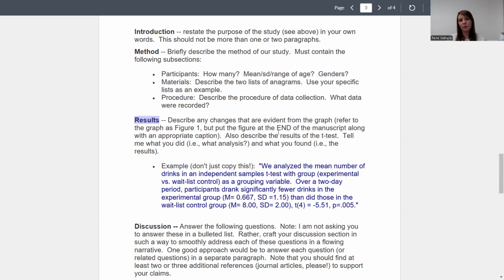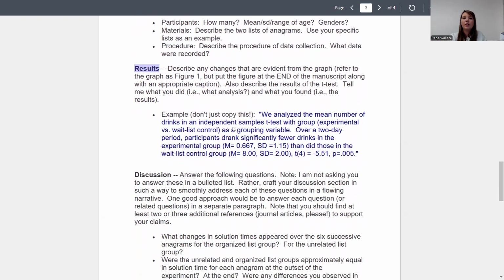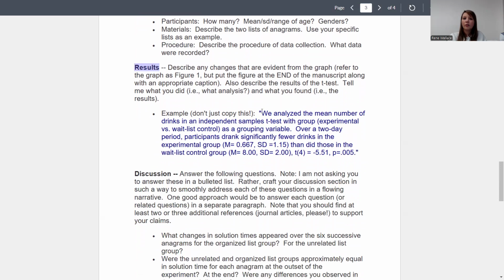Refer to the graph that I'm going to show you how to make in a second as figure 1, but also put it at the very end. So do not put it right there in the middle of your results section. Talk about it in your results or state what it says. Talk about it in your discussion section especially, but do not put the figure until after your reference page. Also describe the results of the t-test. Tell me what you did, what the analysis was, and what you found. So for example, right here. We analyze the mean number of drinks in an independent samples t-test with this group versus this group as your grouping variable.